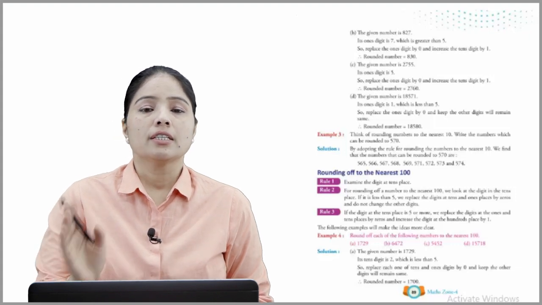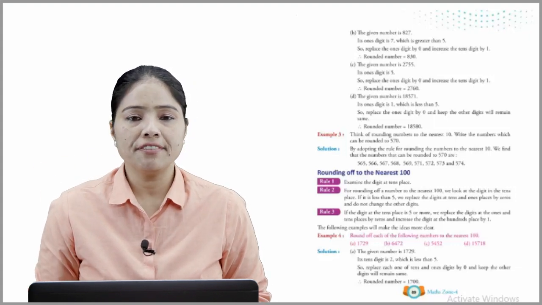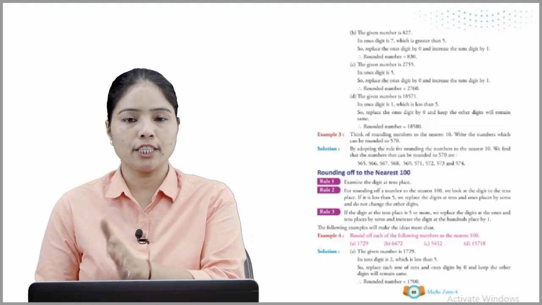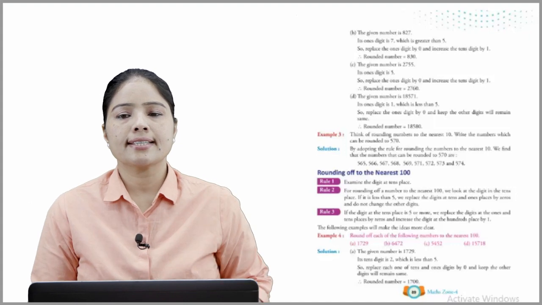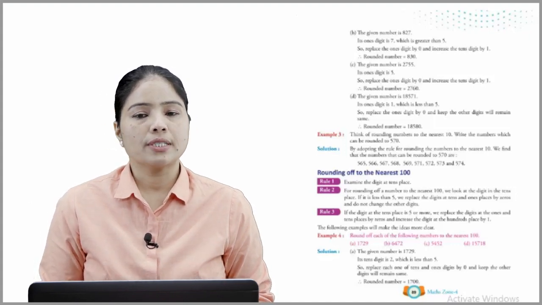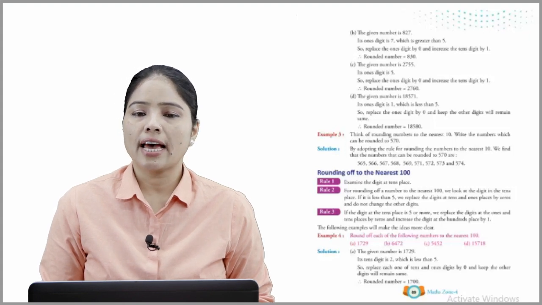C part. The given number is 2755. Its ones digit is 5. So, replace the ones digit by 0 and increase the tens digit by 1. So, the rounded number is 2760. Similarly, D part, just read and practice well.